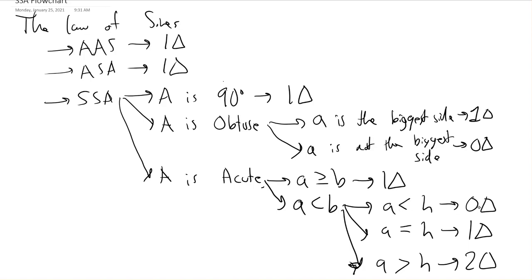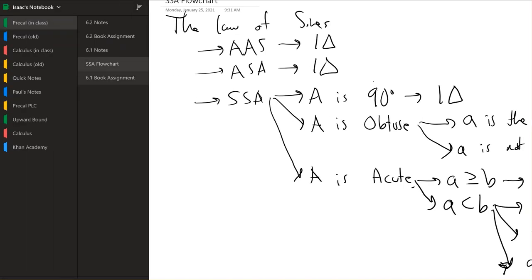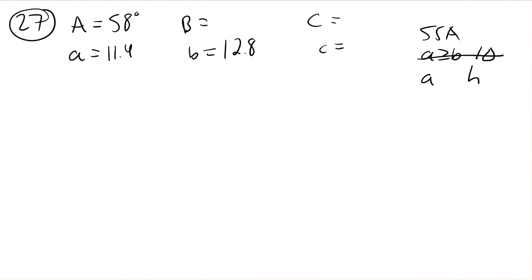If A is less than H, it wasn't long enough to connect. If A was equal to H, it perfectly connected, so one triangle, and if A was greater than H, you get two triangles. Okay, so A compared to H, and H is always B times the sine of A. H is 10.8. So it looks like the swinging side is longer than the height. So this is when it could swing out to make a triangle or swing in to make a triangle.